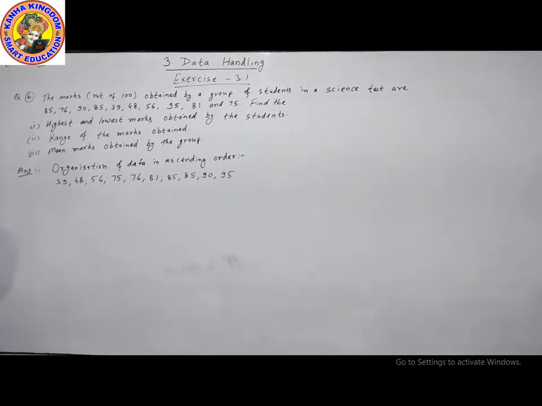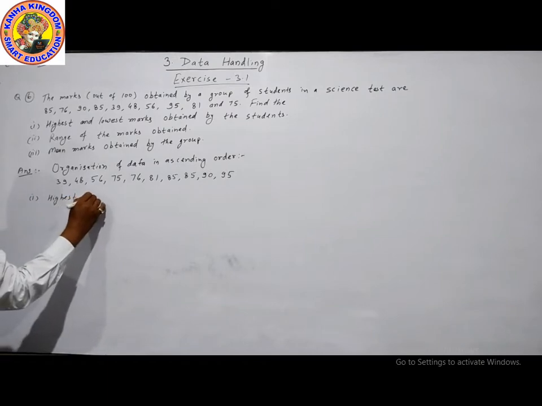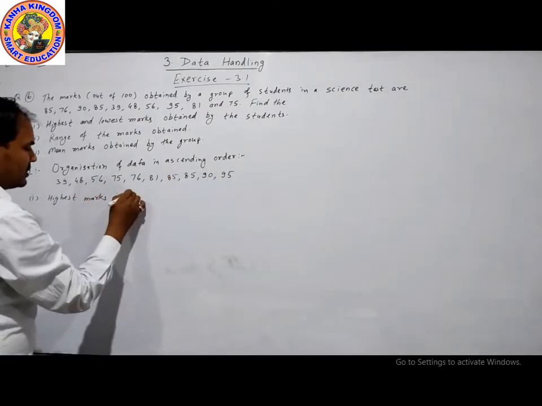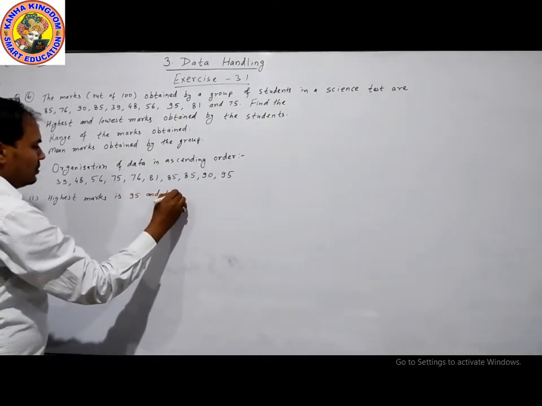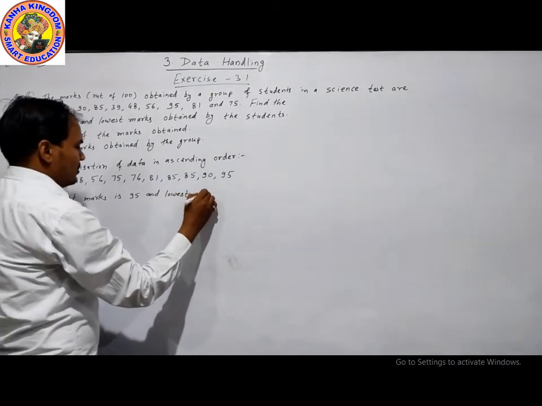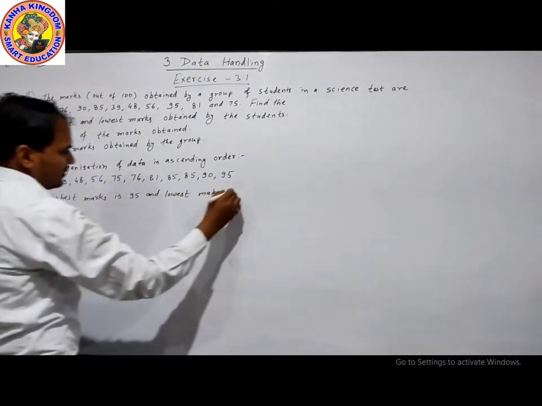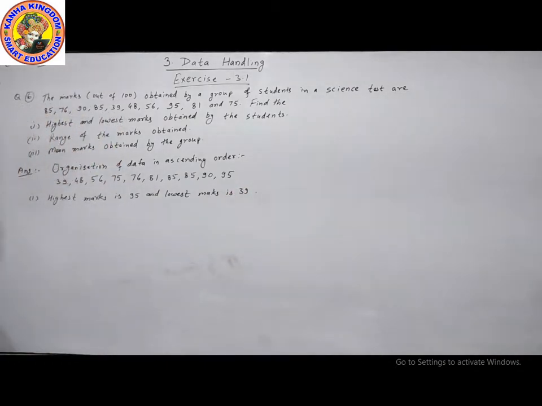Now, taking question number one, highest and lowest marks. The highest marks is 95 and the lowest marks is 39. This is our answer to question number one.